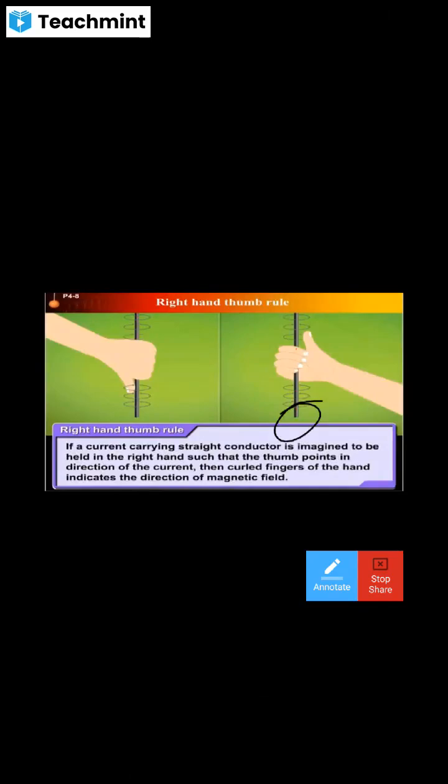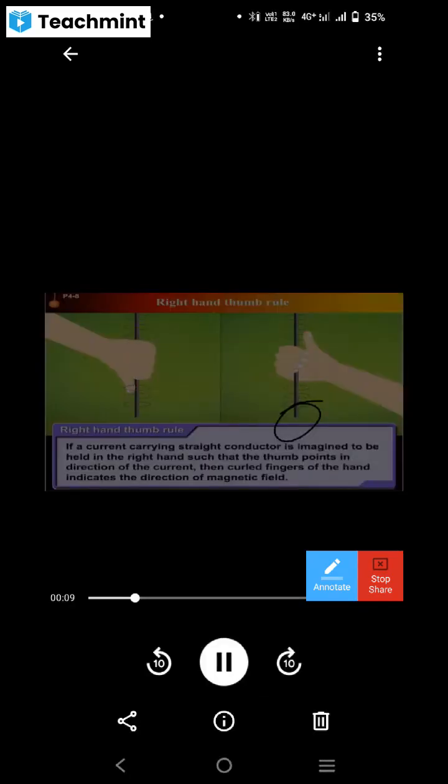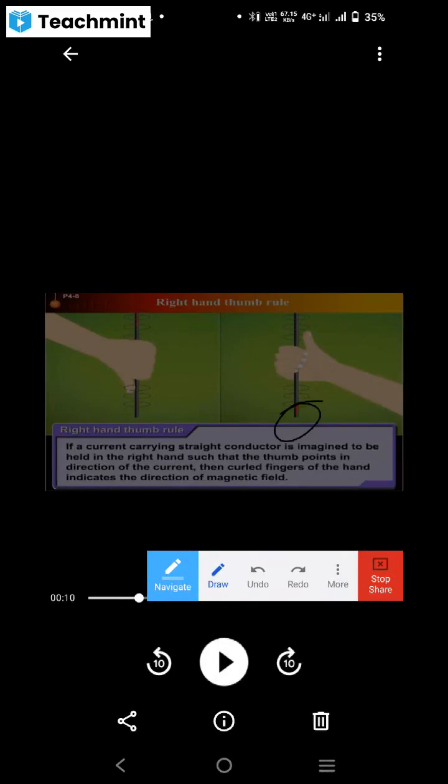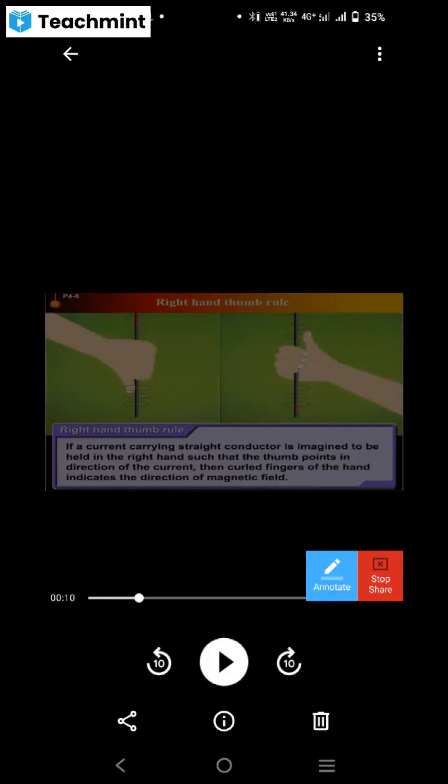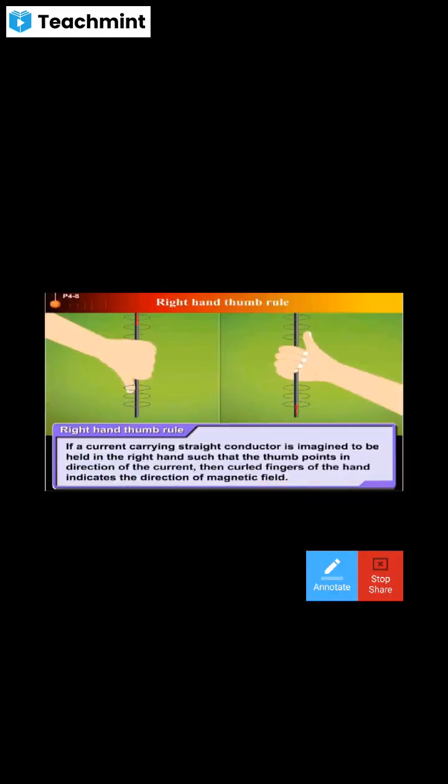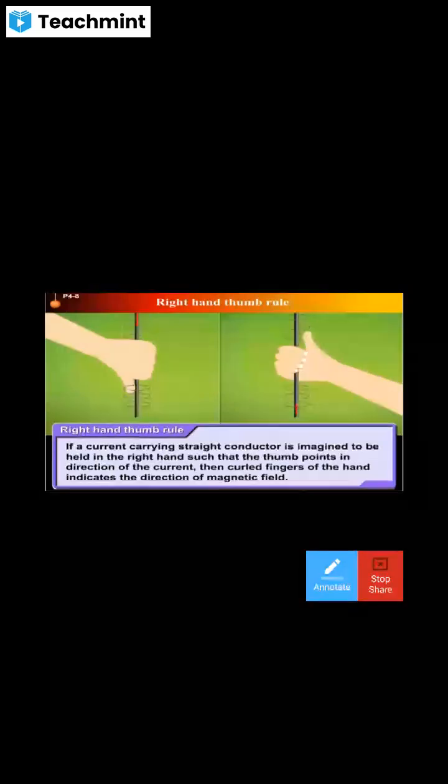Now your thumb represents the direction of electric current. Your thumb shows which way the current is going. And your other fingers, which you have rolled, show the direction of the magnetic field. Thumb represents the flow of current, and the other rolled fingers show the direction of the magnetic field.